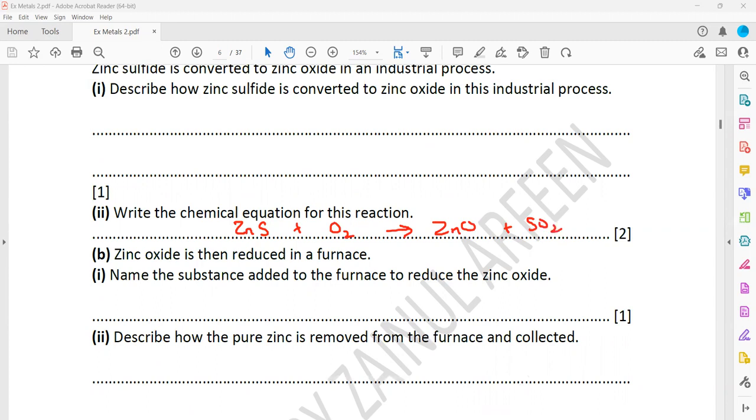The balanced equation for this reaction: two zinc sulfide molecules react with three oxygen, and as a result, it produces two zinc oxide plus two sulfur dioxide. This always remains the same, fixed.